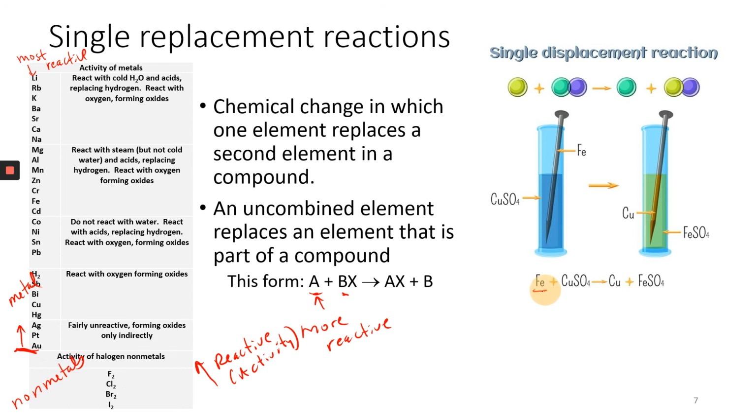So in our example here, we have iron reacting with copper sulfate. So you find iron on this table and copper. So you see iron is higher than copper, so it's more reactive, so it will actually bump the copper out and take its place. So you get solid copper and iron sulfate.